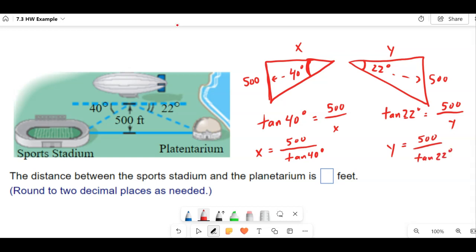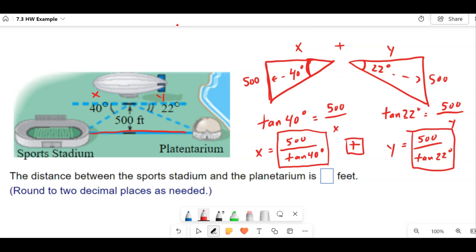And I'm adding these together, right? This is x, this is y. The distance is going to be the sum of those two. So I have to add those together. So literally I can type this plus this onto my calculator, and it will give me an approximation of that distance, and then I can round it.